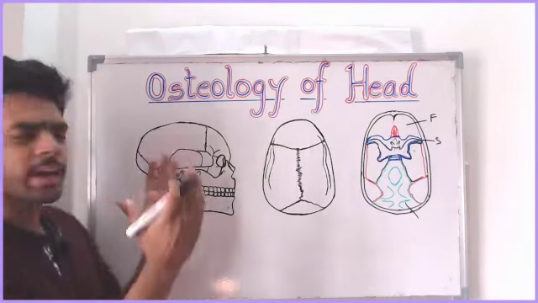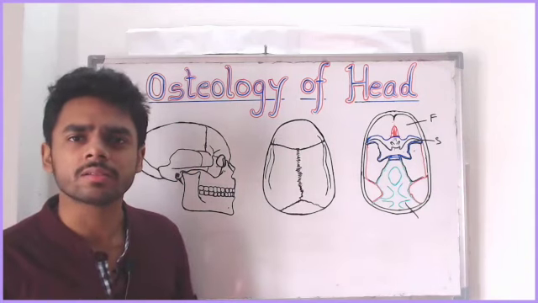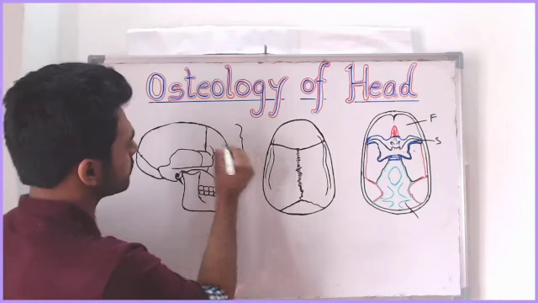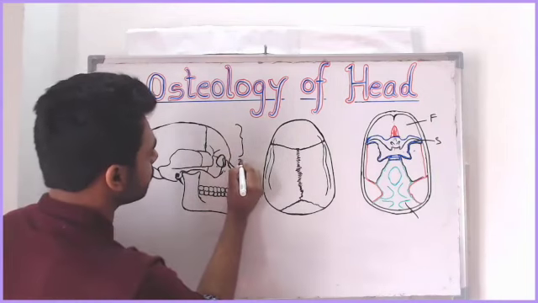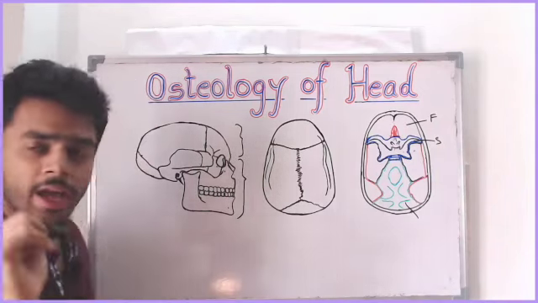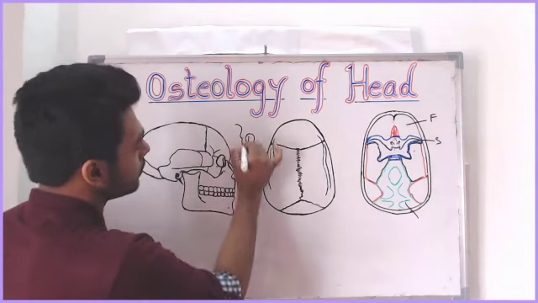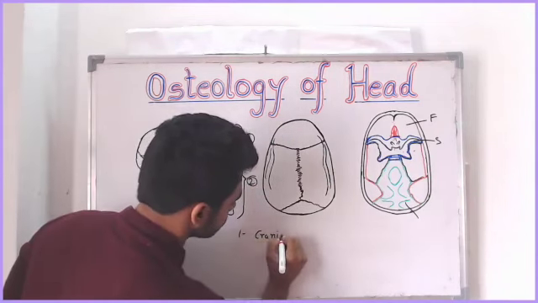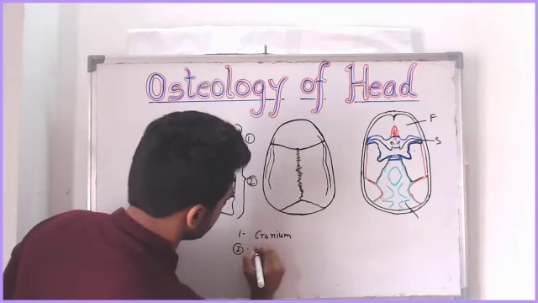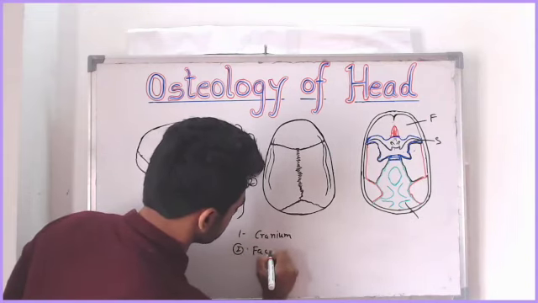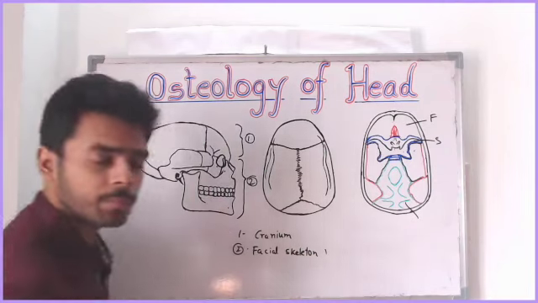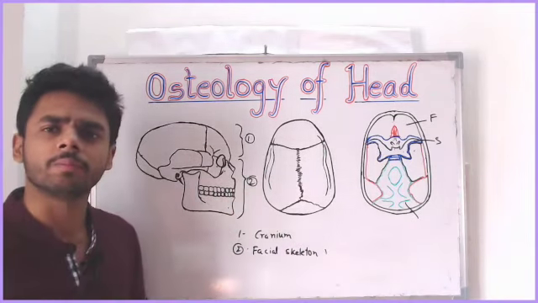This skull can be divided into two main parts. First is the cranium part, this, and then second is the facial skeleton. Skull has two parts: first is the cranium part, second is the facial skeleton part. Okay. Now what is cranium?